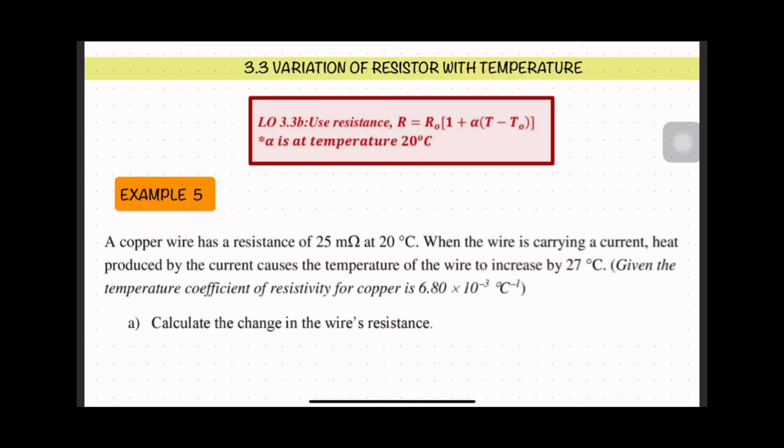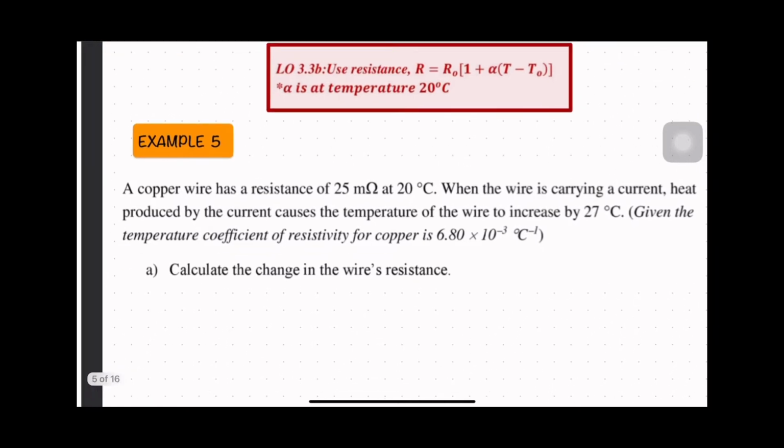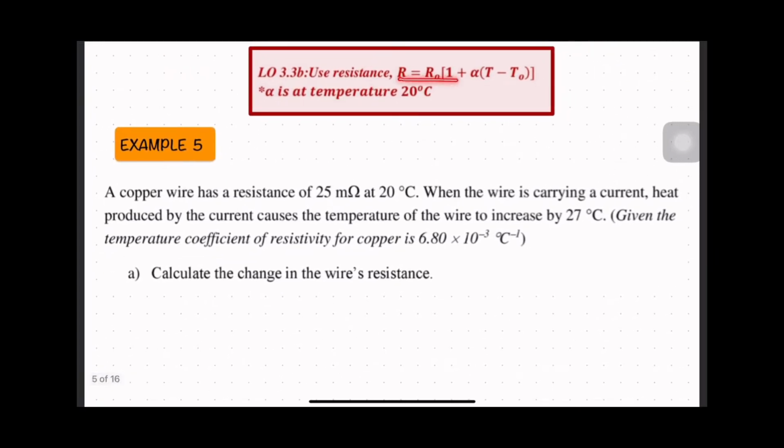Okay, next is 3.3 variation of resistor with temperature. So kita akan guna equation yang ni lah, R is equal to R naught 1 plus alpha delta T. Where alpha lah, alpha is at temperature 20 degrees Celsius.